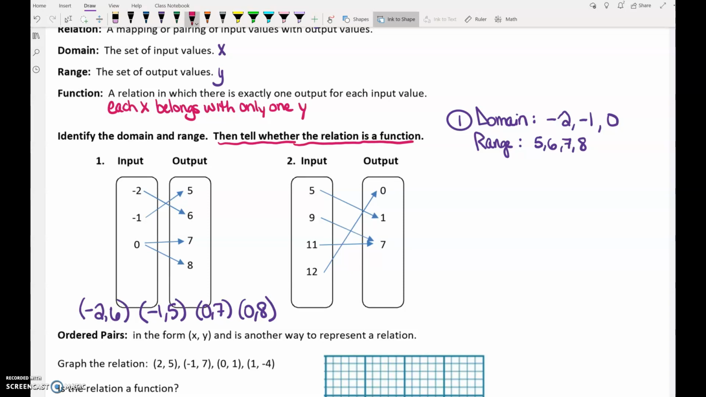So when we look at number 1, there's a little bit of a problem right here, because the x value 0 belongs with the y value 7. The x value 0 also belongs with the y value 8. It's kind of like this x value is dating more than one person, and that's bad. You should not date more than one person at one time. So number 1 is not a function.